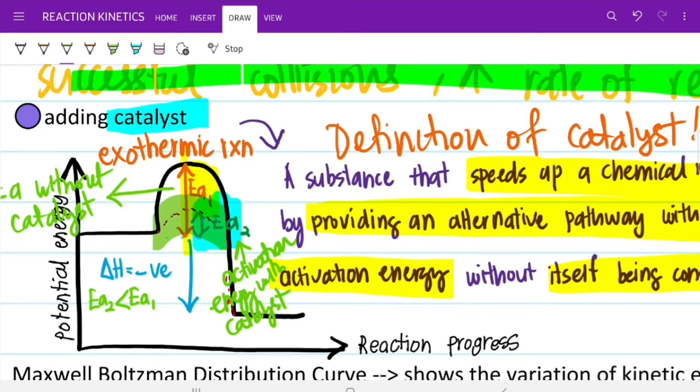If the question does not state any, you can pick any of these energy profile diagrams, and in the same energy profile diagram you label two different activation energies, just like in my examples here. I'm labeling the first one, the activation energy without catalyst, EA1, so it's the bigger, larger value, and in the same energy profile diagram I label the new activation energy with catalyst.